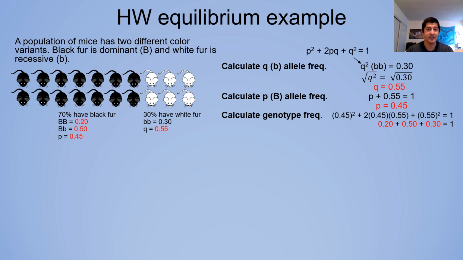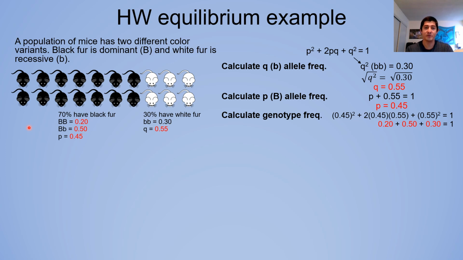And what we get is a genotype frequency for the homozygous dominant of 20%. The heterozygous genotype is 50% of the population. And then 30% of the population is this recessive white genotype.